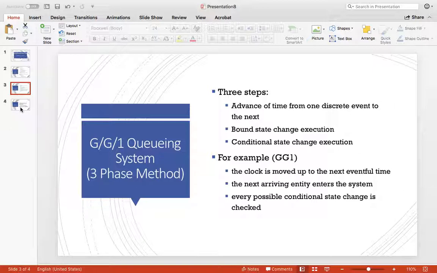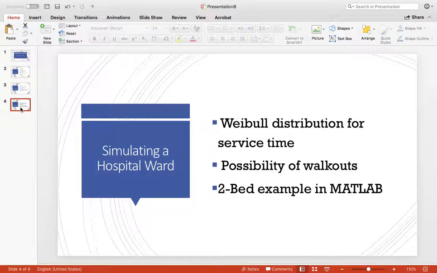And another example that we made was simulating a hospital ward. So in this case, it's a little bit different. For the service time, we have a Weibull distribution instead of a Poisson distribution, and we'll also have the possibility of walkouts. So if somebody comes in to a specific room and is looking for a bed to be serviced at, they may not be able to, so they'll be admitted to a different ward where they'll be sat down there. So there is the possibility of a walkout, so we'll be able to calculate that.